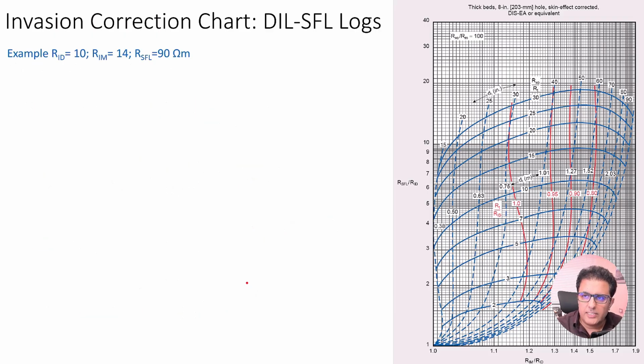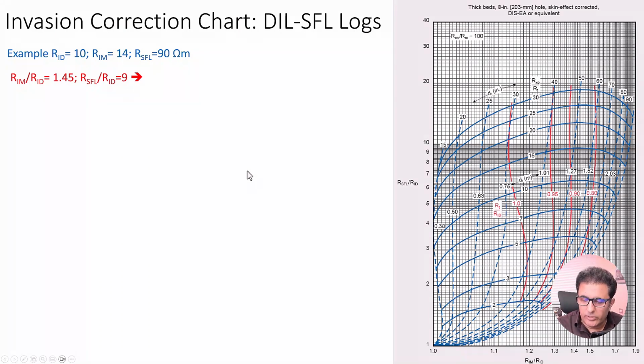In order to better explain this chart, let's go through this example. Assume that RID is 10 and RIM is 14 and RSFL is 90. If you do that, the first thing, as I said, you should obtain the ratio of RIM over RID and then RSFL over RID, that are 1.4 and 9 respectively.